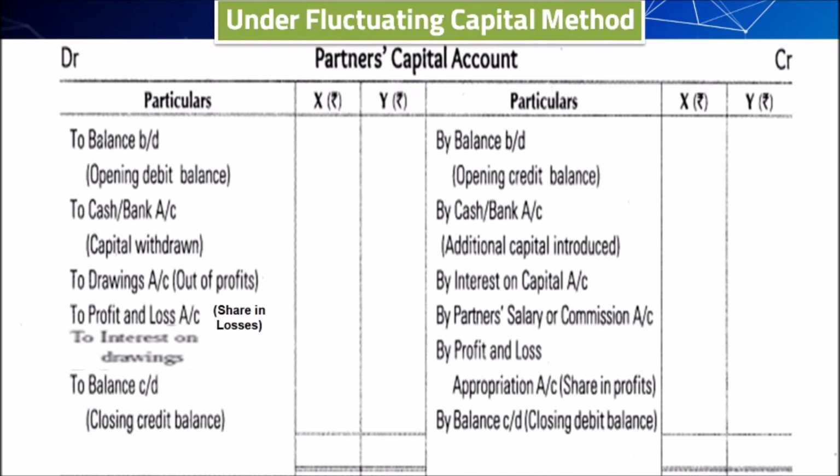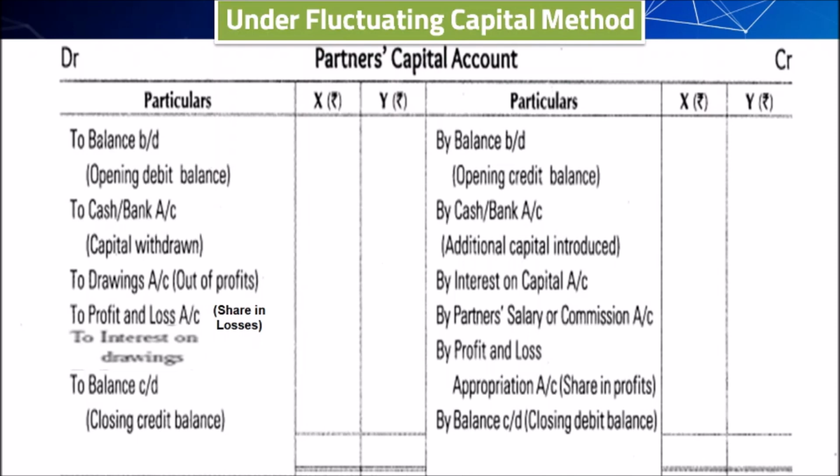Okay, and if some portion of capital has been withdrawn, so To Cash or To Bank will be shown. Okay, and if drawings have been made, that will be shown out of profit. Understand these two terms. If capital is being withdrawn, then it will be shown by the name of cash. But if an amount of profits is only being withdrawn for personal use, okay, so that will be entered by the name of drawings. Understood?